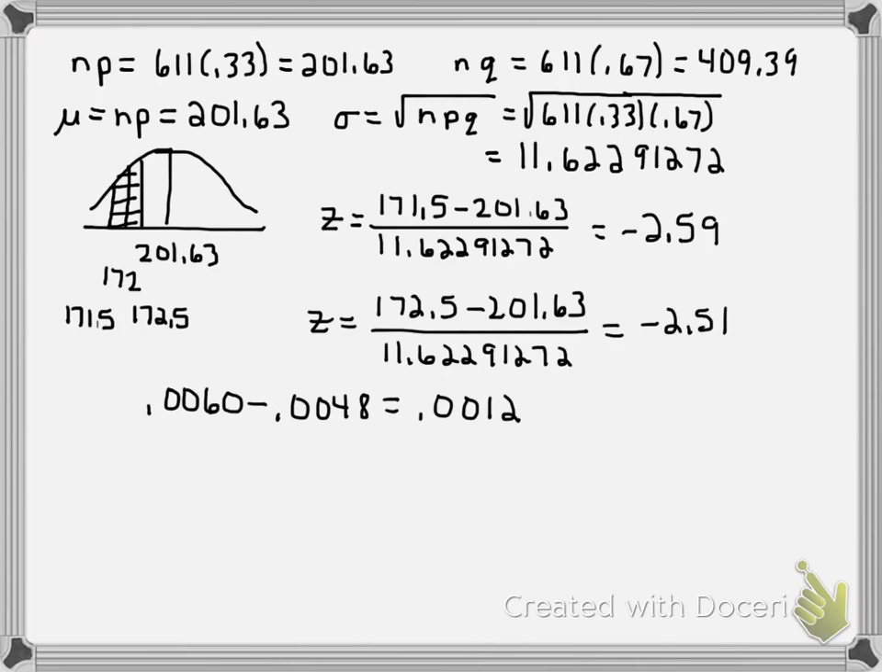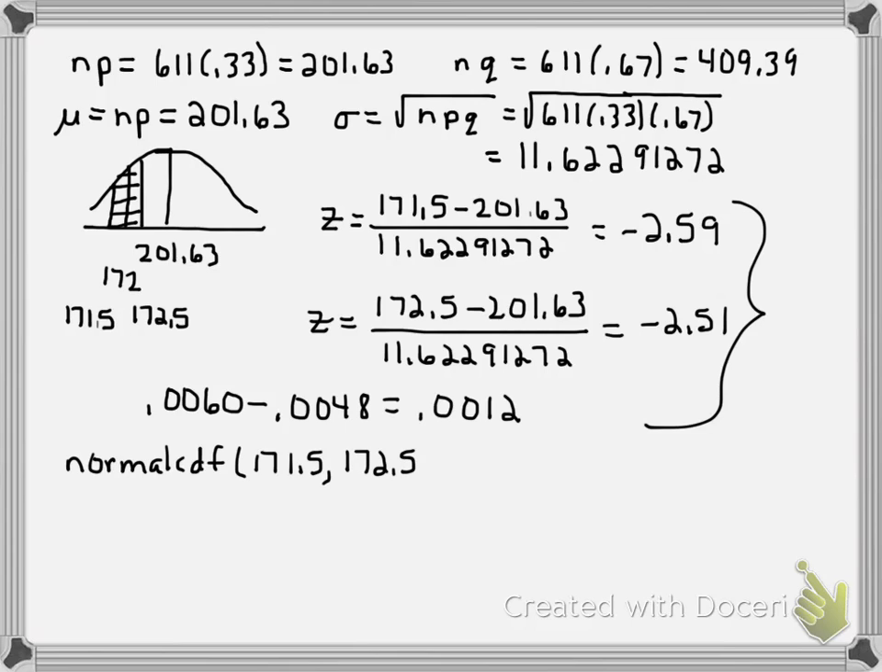Now, if you want to use the calculator instead, then you would not need to do all this stuff with the z-scores. You would find normal CDF. We're looking for 171.5 to 172.5. The mean is 201.63. Standard deviation 11.6229172. And working that out, you should get 0.0013. So they're very close, whether you use the table or you use your calculator.